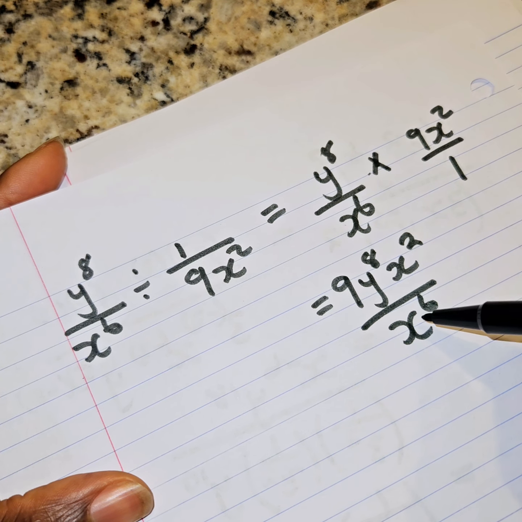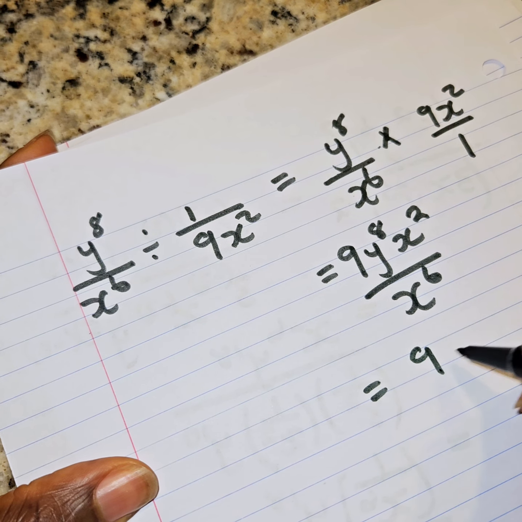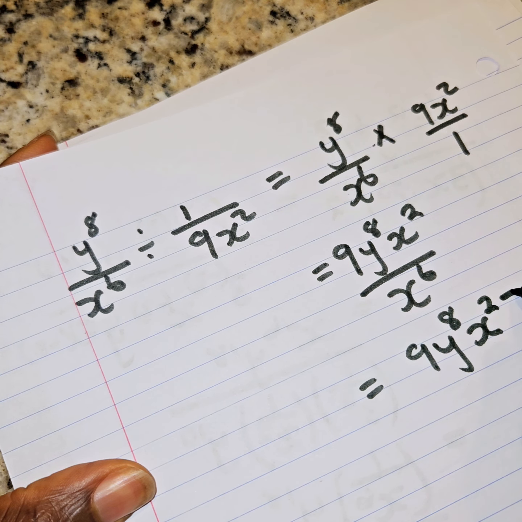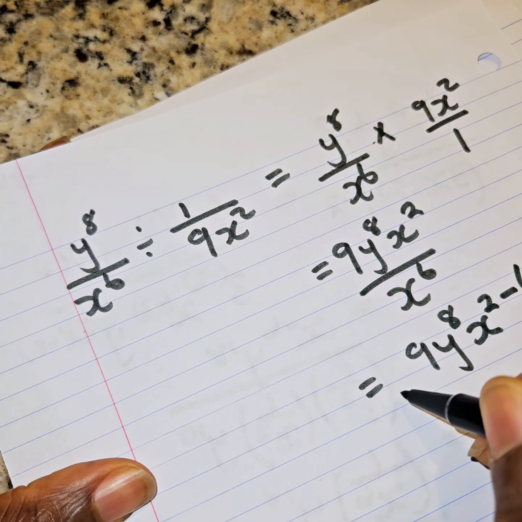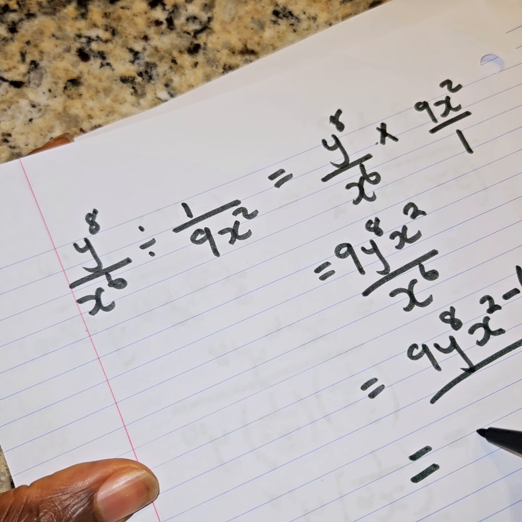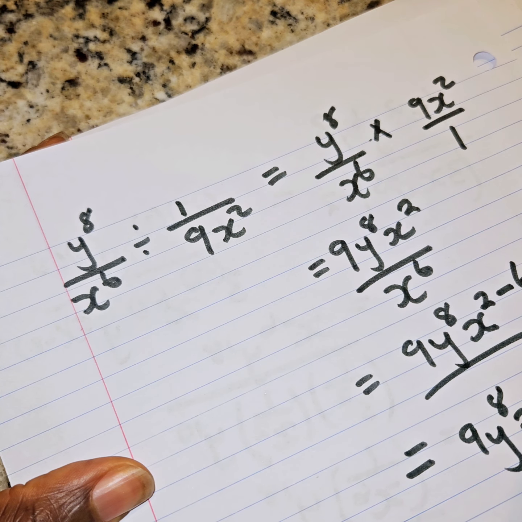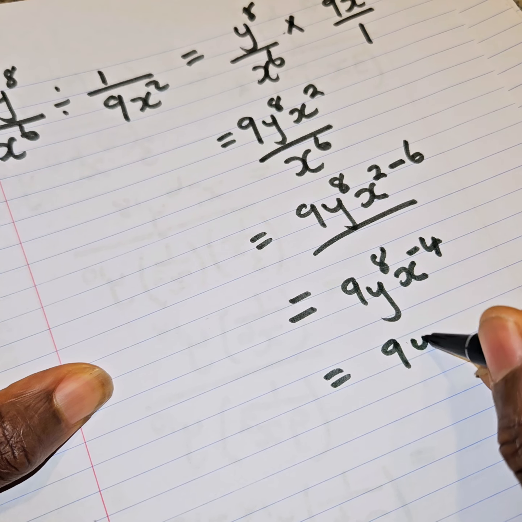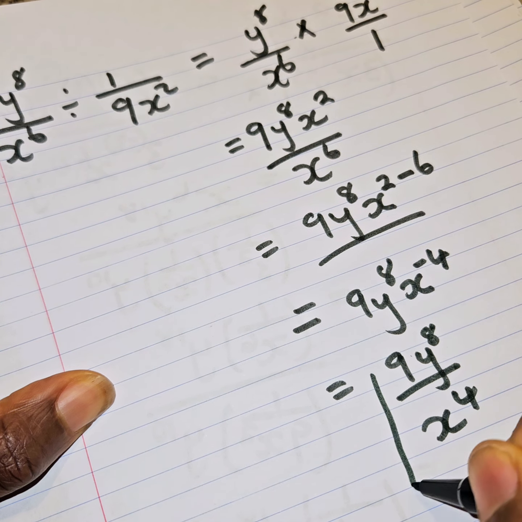Now we see that there is something we can do with this, and that will be 9y to the 8 x to the 2 minus 6. Or if I don't want to do this step, the next step is going to be 9y to the 8 x to the 2 minus 6, which is negative 4, and this will become 9y to the 8 divided by x to the 4. This is the solution.